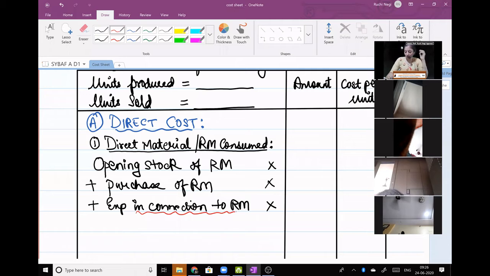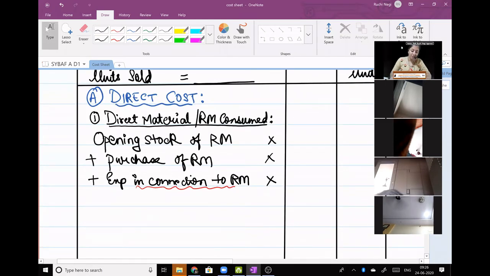Similarly, if you are paying check post charges, dock charges, import duty, carriage inward to get your raw material till your factory gate, these are all names of different expenses incurred in connection to purchasing or getting your raw material to the factory premises. So all such expenses are known as expenses in connection to raw material. So I'm writing the list here.